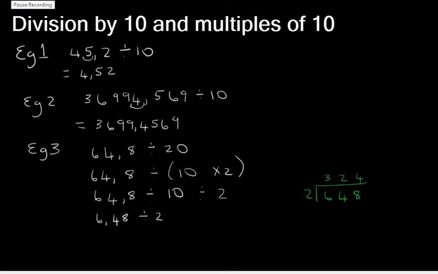So how do we divide? We remove the decimal point and we work out 648 divided by 2 and we get 324. But we need to take into consideration that there are 2 places after the decimal point here, which means that there must be 2 places after the decimal point in our answer.